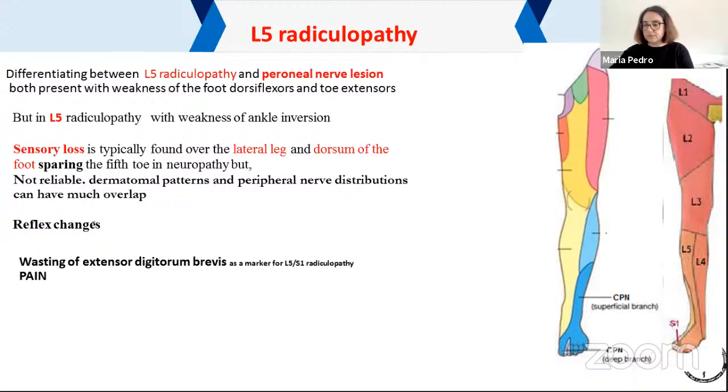How about the sensory loss? Sensory loss is typically found over the lateral leg and dorsum of the foot, spanning to the fifth toe in neuropathy. But sensory findings are not reliable because there is some overlap between the dermatomal pattern and peripheral nerve distribution, and sensory evaluation may be prone to subjective bias. A decrease in the reflex is also important, and it favors L5 radiculopathy. Wasting of the extensor digitorum brevis and also pain may be other signs of L5 radiculopathy.